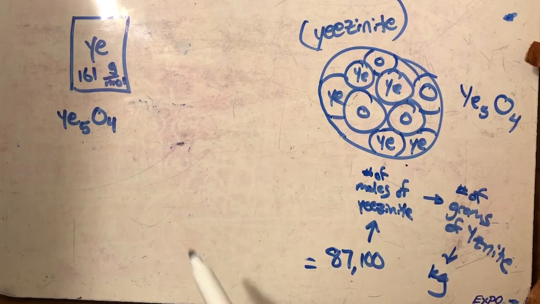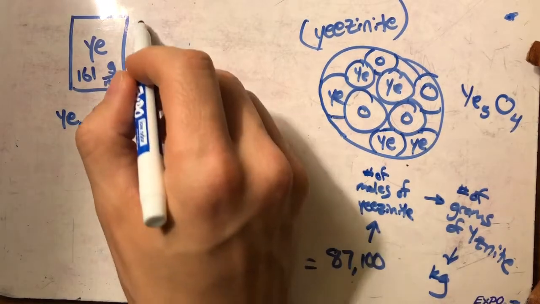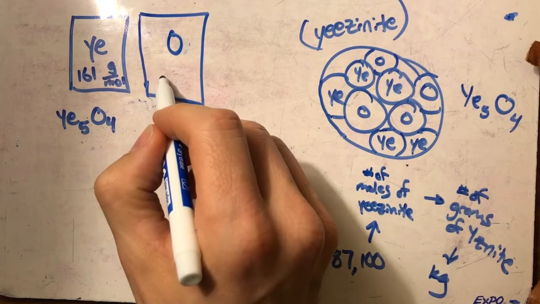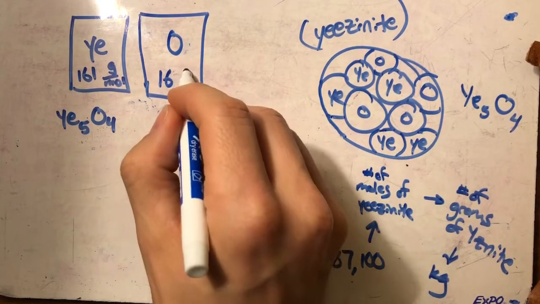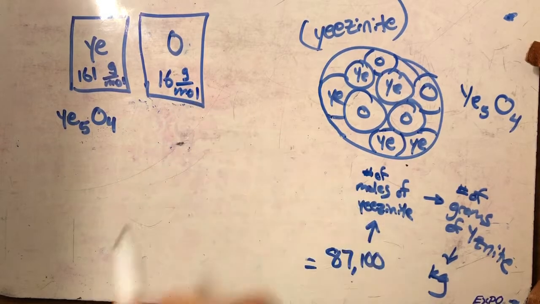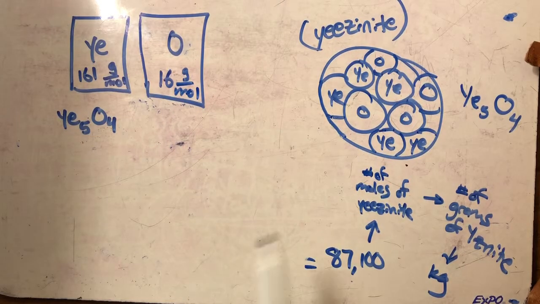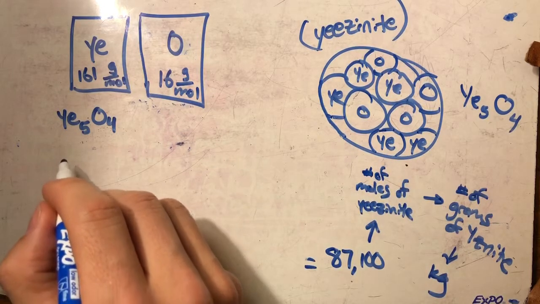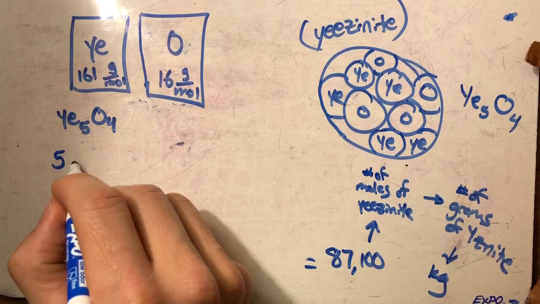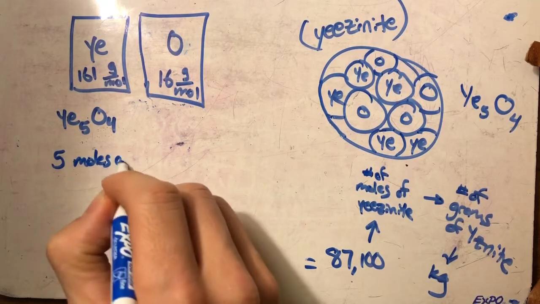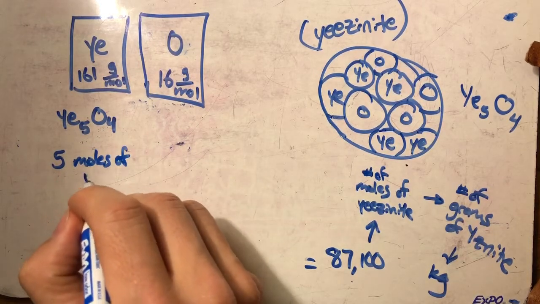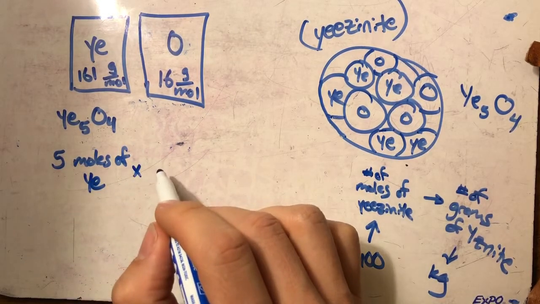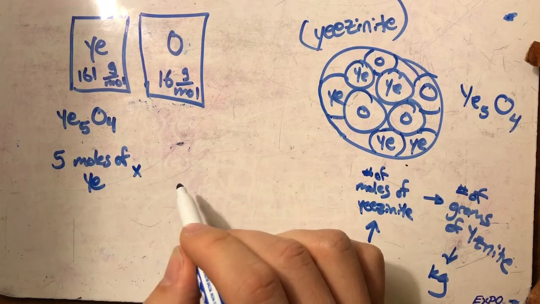Okay, so let's do this. We have yttrium. We also need oxygen. Okay, and oxygen roughly has a molar mass of 16 grams per mole. Okay, but now we need to figure out how many atoms of each are in 1 mole of Yeezinite. So in here, we're going to have 5 moles of yttrium times, is this the right way I want to do this?